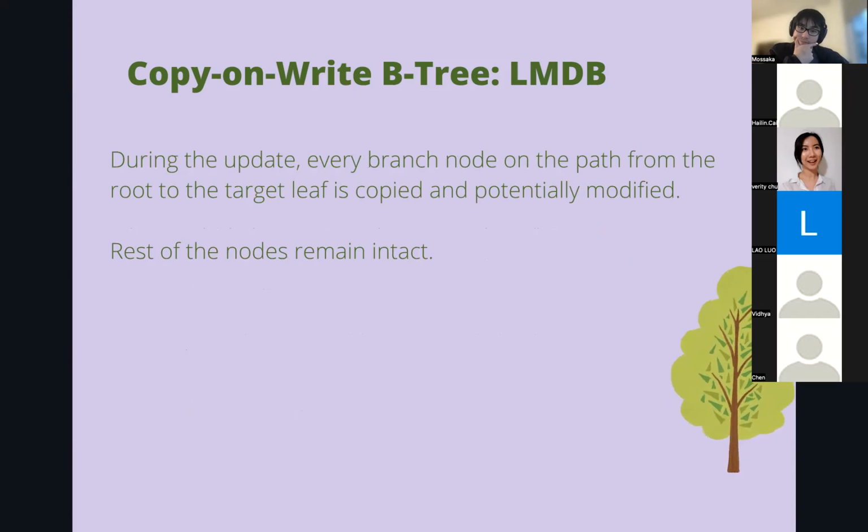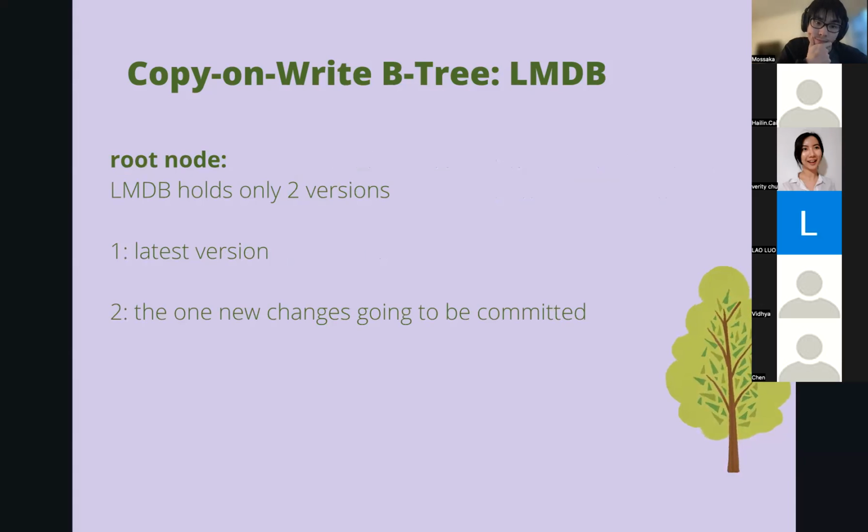So whenever there is an update, every branch node on the path from the root to the target leaf is copied, and this leaf and all these nodes will be potentially modified, depending on whether there are any split and merge operations. The rest of the nodes remain intact, which corresponds to the left part of the demonstration graph we just saw. Next.